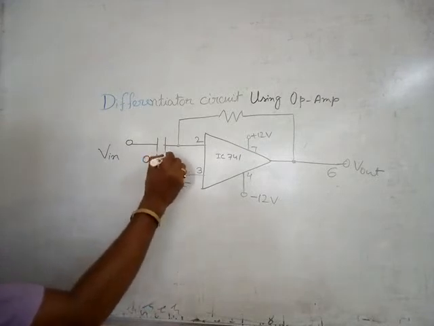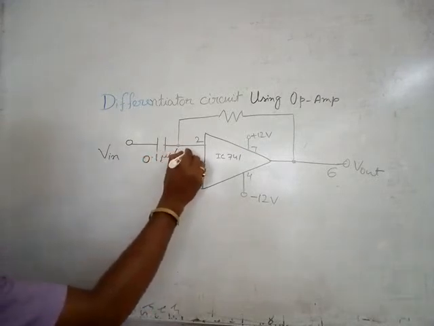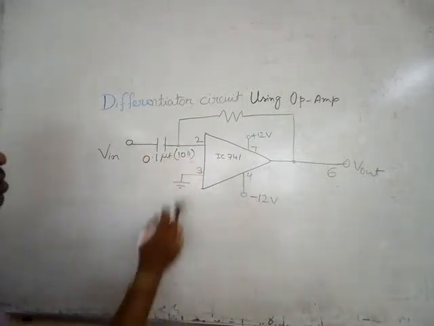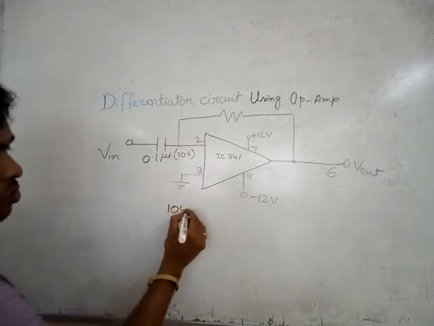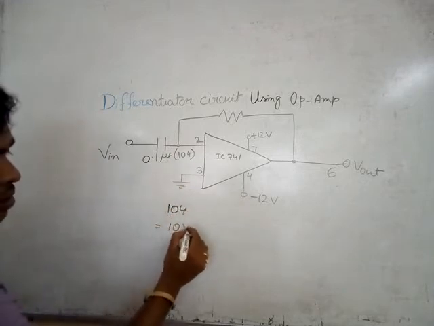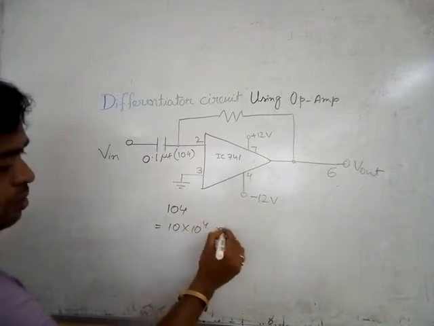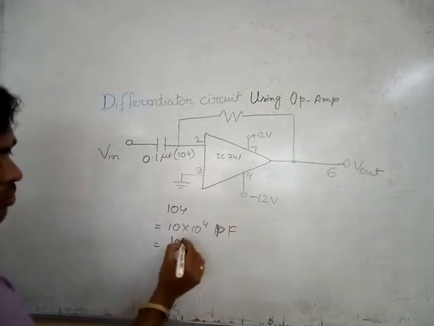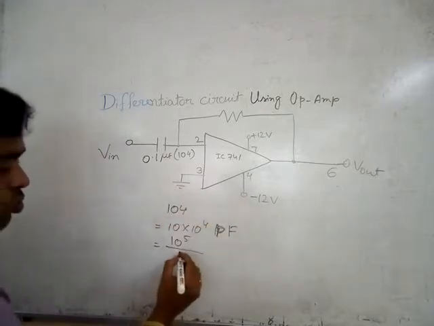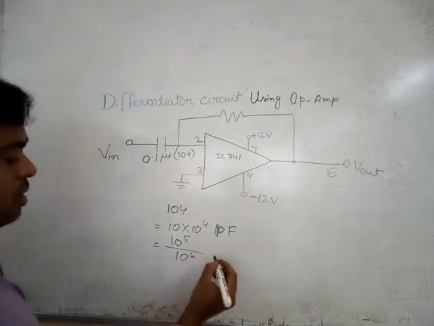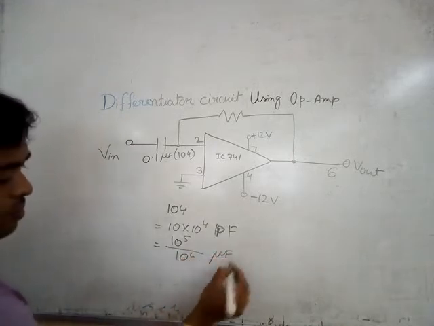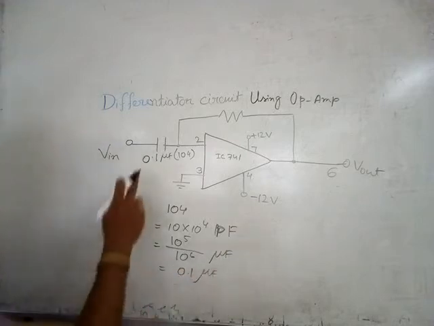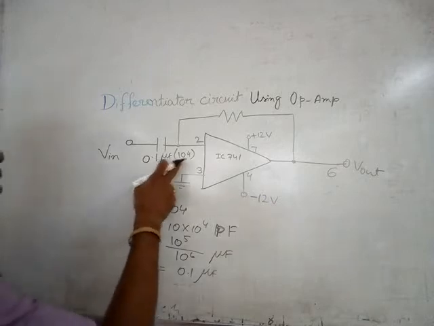0.1 microfarad. You can call it 104 when you buy from the market. What is the value? 104. That means 10 into 10 to the power 4 picofarad, that means 10 to the power 5. If we convert from pico to micro, then divide by 10 to the power 6. That means 0.1 microfarad. So that is the relation between 0.1 microfarad and 104.